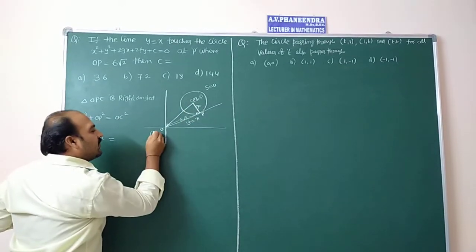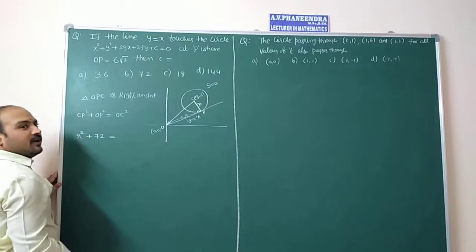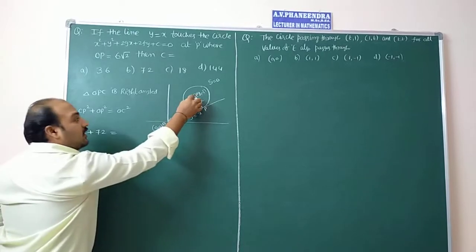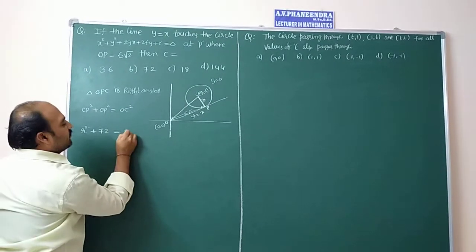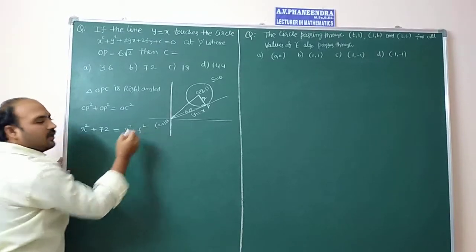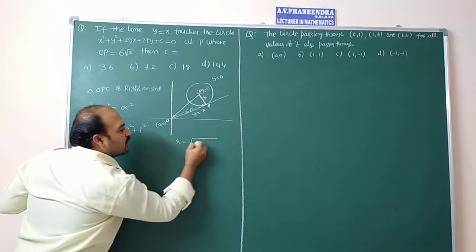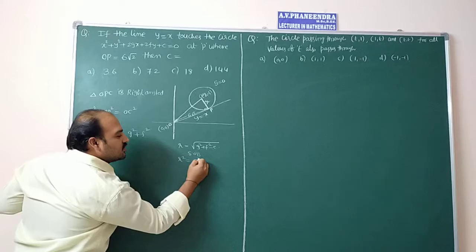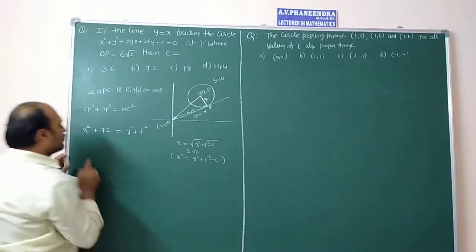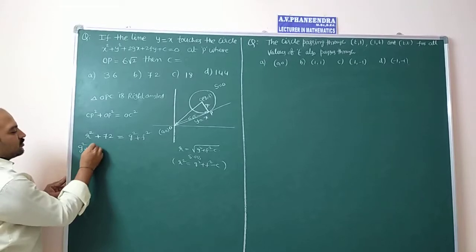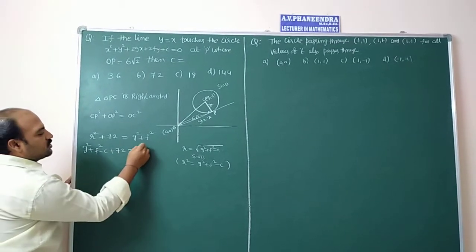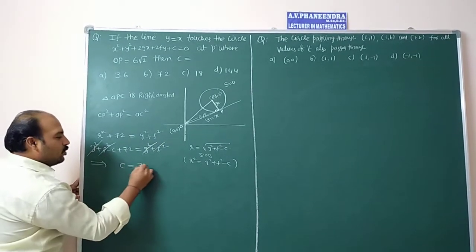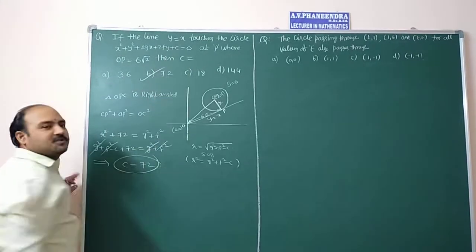OC square means the distance between the origin and minus g, minus f. The distance between the origin and any point in the plane is always square root of x square plus y square. Here for OC square, we have to write without the root. So minus g whole square and minus f whole square, g square plus f square. We know that r is equal to square root of g square plus f square minus c. So squaring on both sides, r square is equal to g square plus f square minus c. So in place of r square, g square plus f square minus c plus 72 equal to g square plus f square. Both sides g square f square will be cancelled. Minus c we can take this side. c is equal to 72, which is there in the second option.